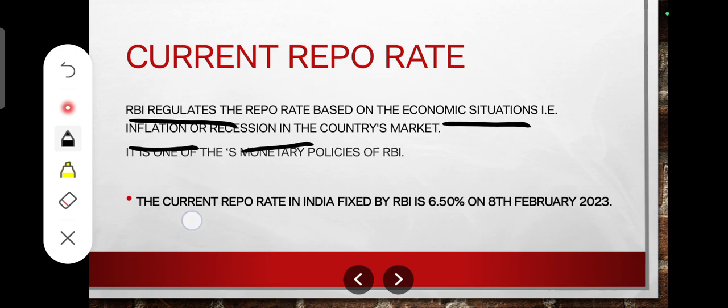At present, the current repo rate fixed by the Reserve Bank of India is 6.50 and this rate was fixed on 8th February 2023. Now the question arises, why does RBI keep on changing the repo rate?